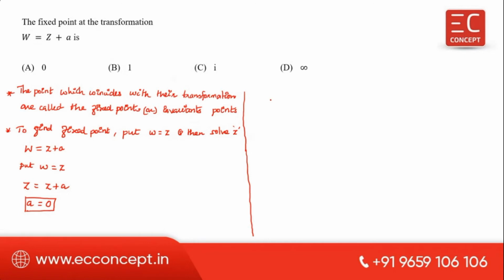Now we can write, A is equal to 0, or we get no value of Z. If you put W is equal to Z, then you will get A is equal to 0. If you are not putting W is equal to Z, then maybe you will get some other value. Or we get no values of Z.